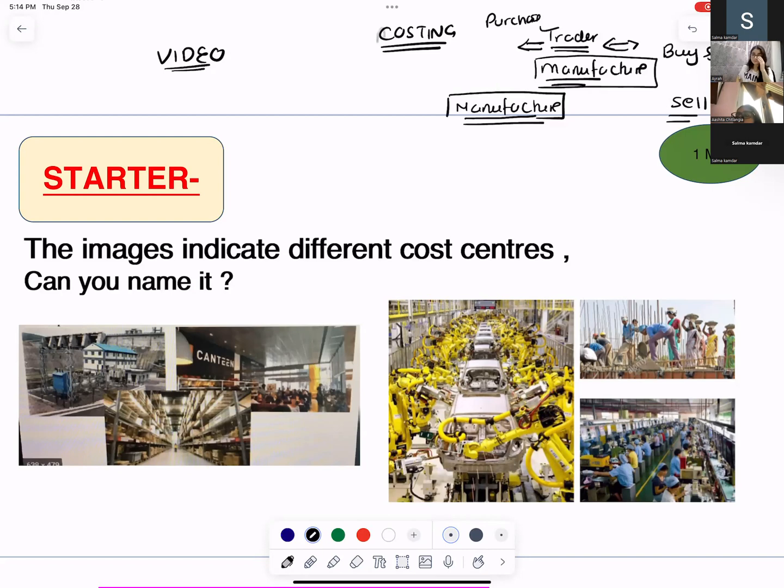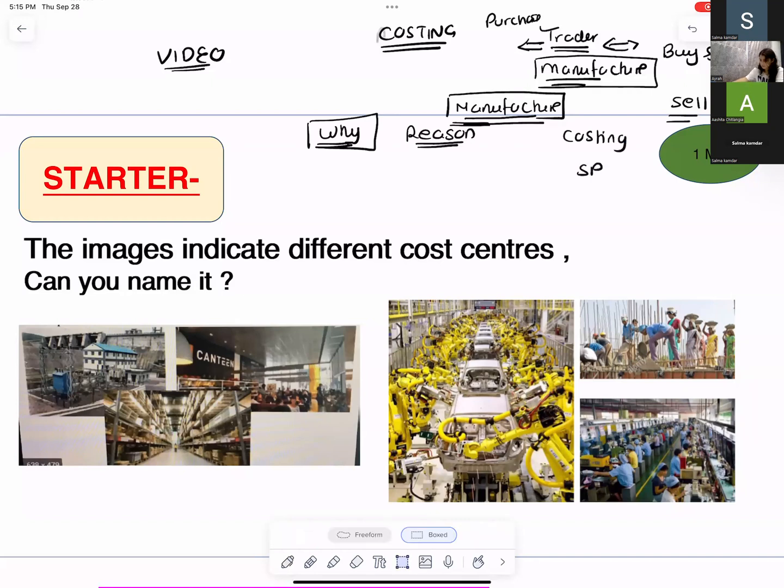Now my next question to you is, when a manufacturer does costing, why does he do costing? To understand how much he should be charging, like how much should be the final good's price, because he'll take all the departments' cost and then he'll decide what final good's price to keep. Yeah, to decide the selling price. Okay, so the manufacturer will do costing to decide the selling price. Very good.